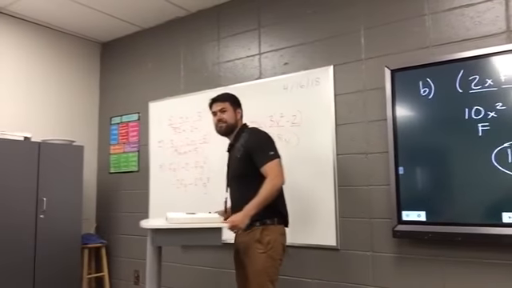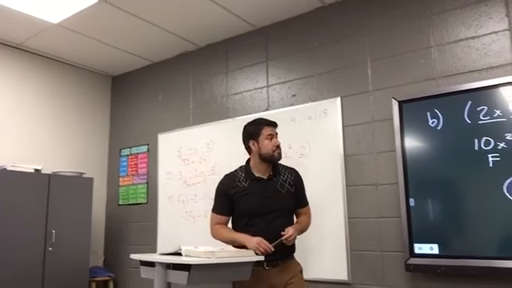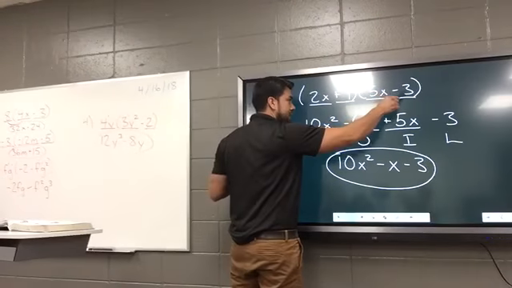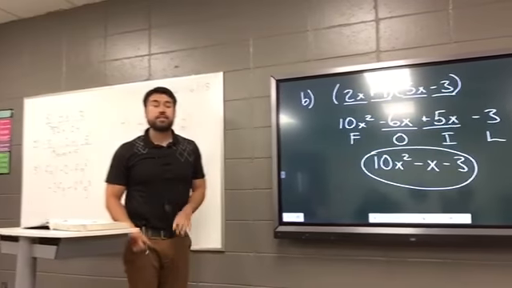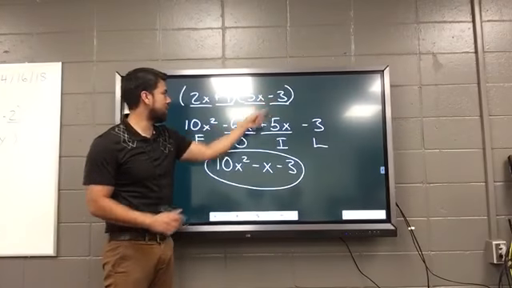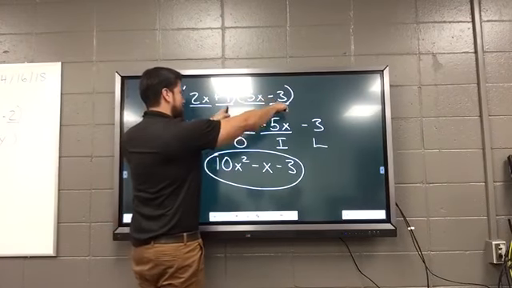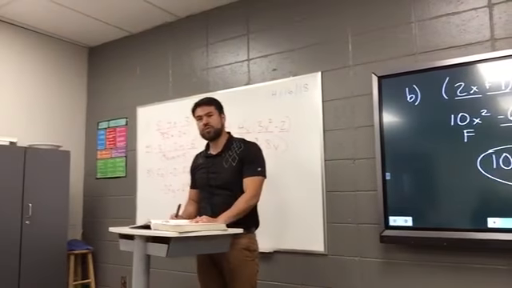So for last, positive 1 times negative 3. So you're multiplying these. These are being multiplied. These are being multiplied. Those are being multiplied. And then you'll get your products added in like terms.